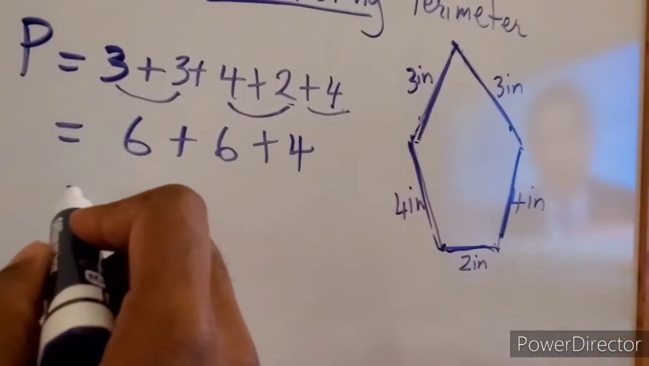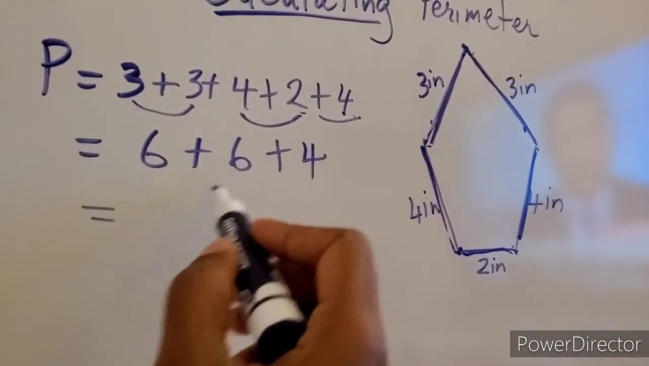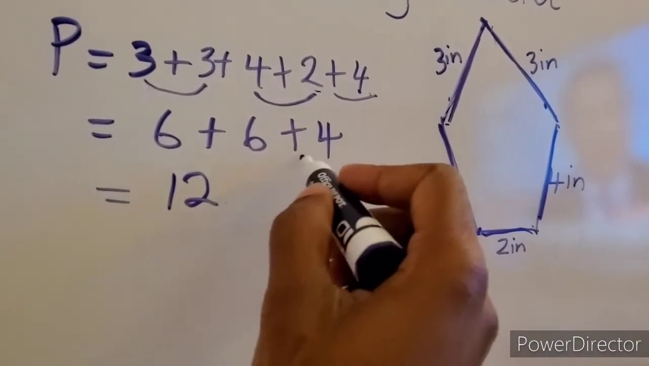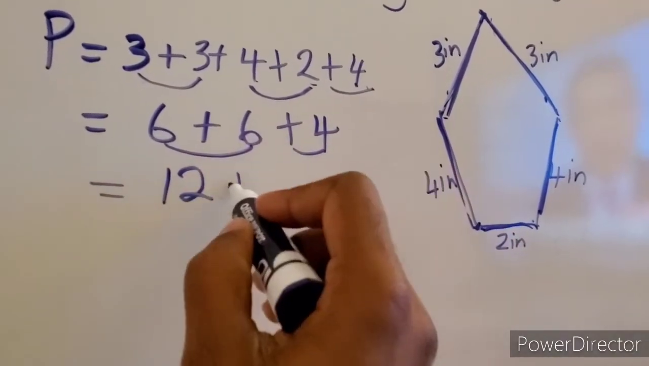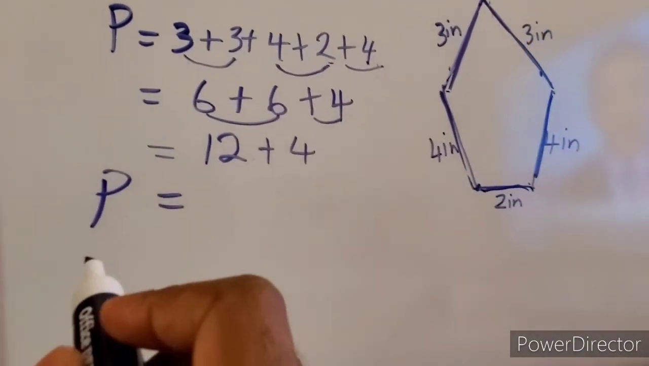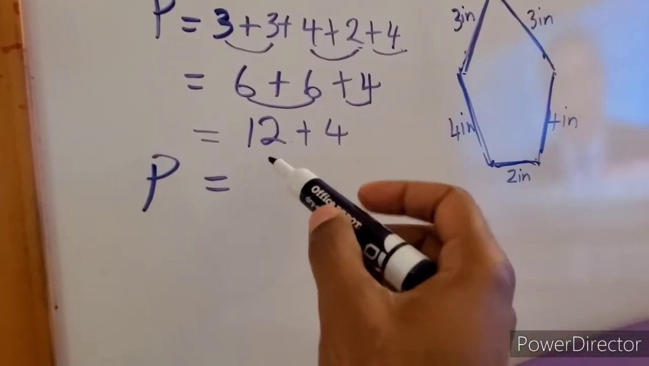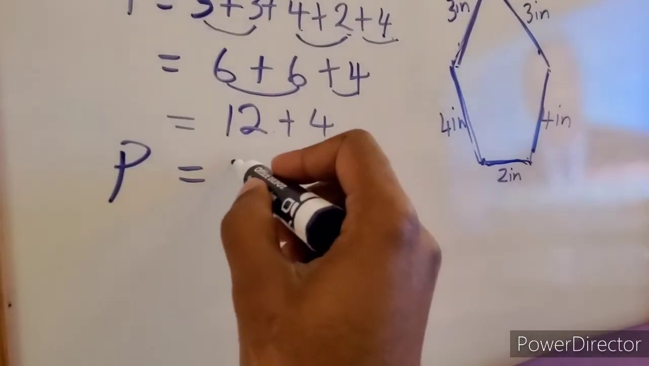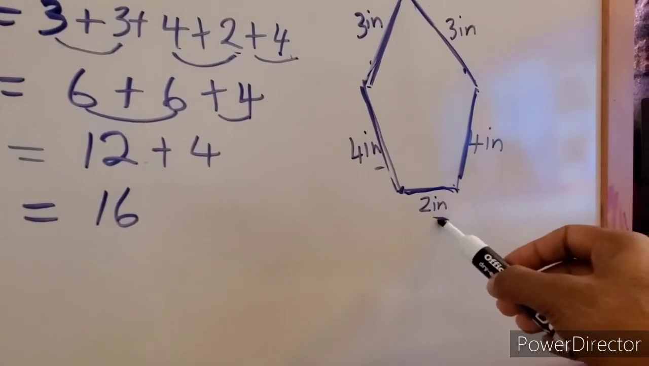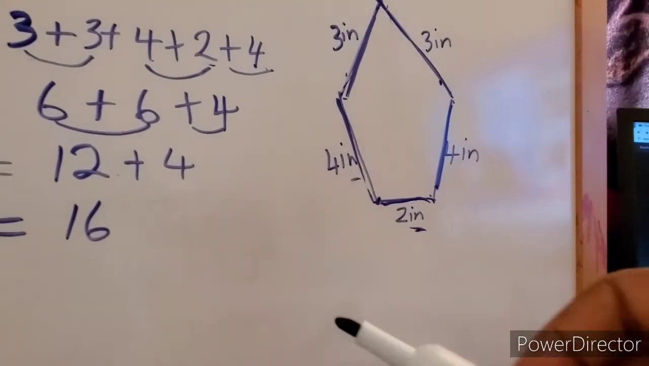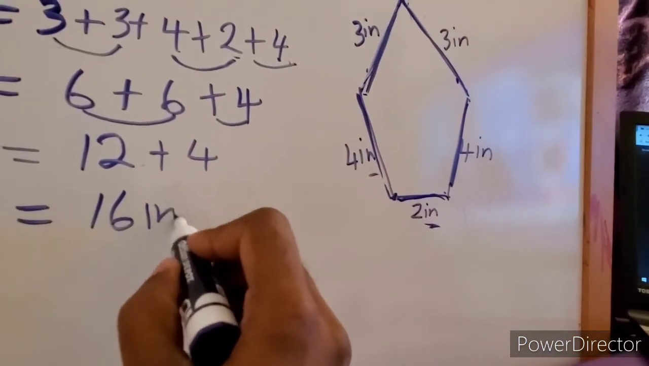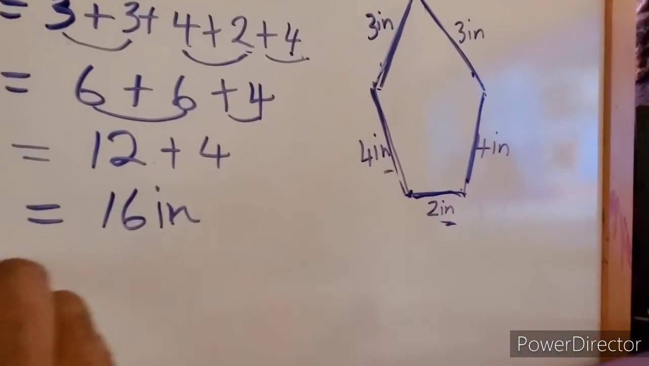Okay, and then this is easy to add because you have doubles here. 6 plus 6 is 12, and plus 4, and you have the perimeter is equal to 12 plus 4 is 16. And what is the unit? The unit is inches. Remember I told you the short way of writing inches is IN. So it's 16 IN for inches. Okay, so that's your perimeter.